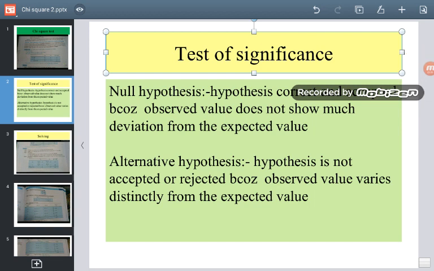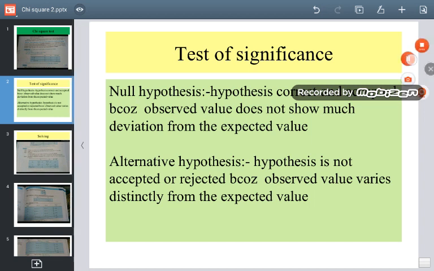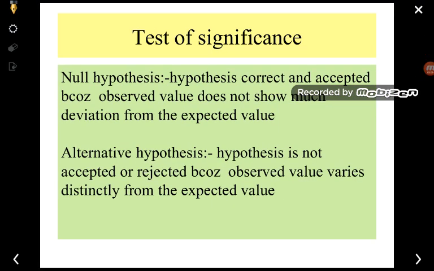Before solving the problem, you must know certain terms, that is the null hypothesis and the alternative hypothesis. So in order to test the significance, we have to follow certain steps, and one of them is step 1, laying down the hypothesis. First we have to lay down the hypothesis. Before that we have to identify the hypothesis, and then we have to lay it down.